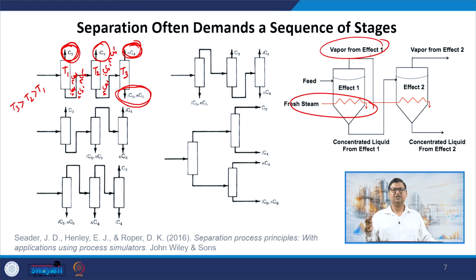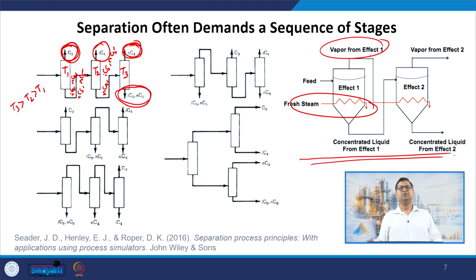It may not always be something like the energy requirement, which for example we had in the case of the evaporator. It can also be the requirement because of the separation we want to achieve, because we have a mixture containing many components and we want to separate all of them. So, therefore, we may choose to have a sequence of stages.